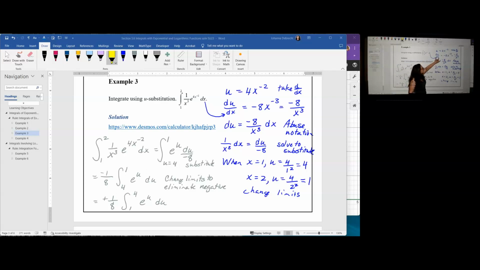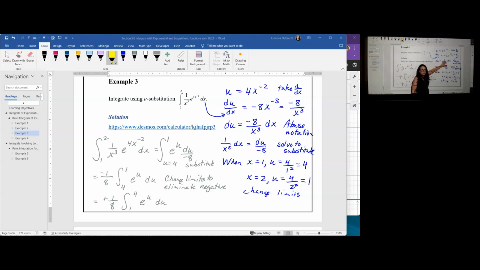When I take the derivative with respect to x, I get negative 8x to the negative 3, which is negative 8 over x cubed. Make sure you don't send that negative 8 to the denominator too. It has its own power, which is 1. Then I abuse the notation by swinging the differential dx to the opposite side.